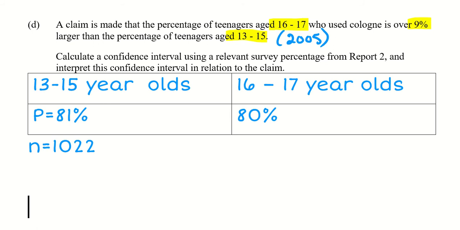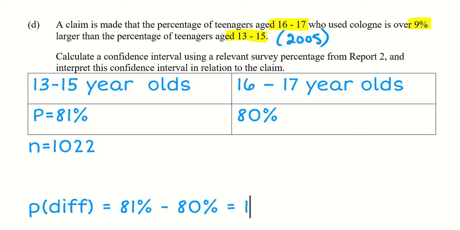What we need to do now is find the probability of the difference. So we need to find the difference between them, the difference between the probabilities. And so I'm going to do my 81% minus the 80%, and that gives me a difference of 1%. So that 81%, that was my 13 to 15 year olds. Okay, so that's my little note. These are the 13 to 15 year olds, and the 80% is my 16 to 17 year olds.